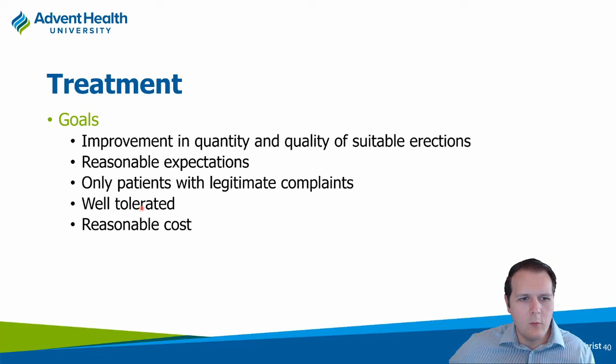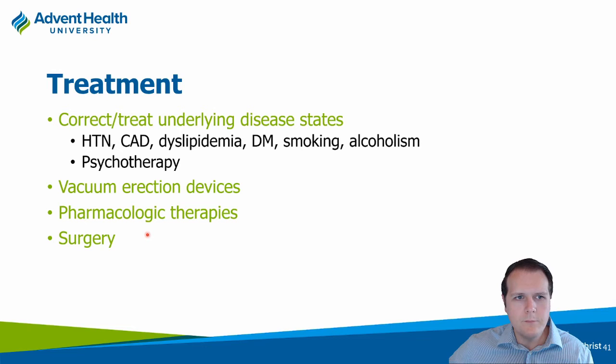Again, hopefully have something that's well tolerated and pretty reasonable in terms of cost. This is more of a lifestyle set of medications, and so in terms of insurance coverage, this may be something that may not be covered by your patient's insurance, and so we want to find something that is reasonably cost effective for them. We also want to correct any underlying disease states that could be affecting this. So get their hypertension, their diabetes, alcoholism, anything like that under control. Look at their mental health issues and try to get those under control as well.